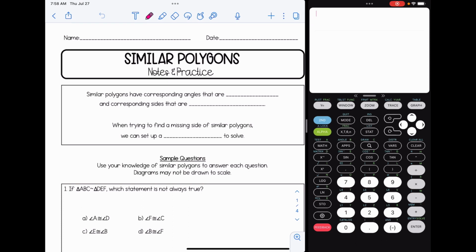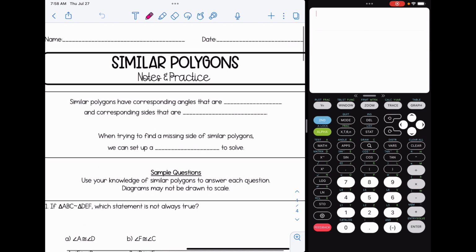Hi everyone, in this video we are going to be learning about similar polygons and their properties. So similar polygons have corresponding angles that are congruent to each other. It means angle measure is preserved. But the corresponding sides are not necessarily congruent, they are going to be proportional.